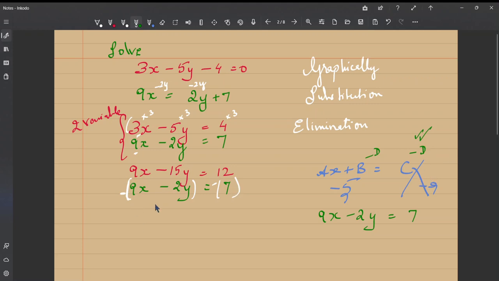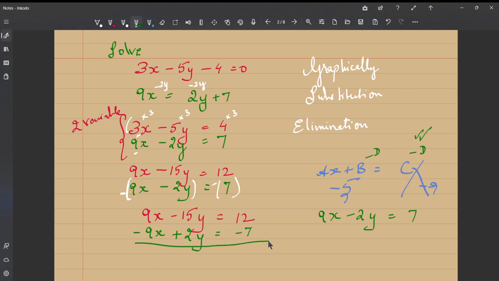So let's proceed now. What do we get? If I multiply 9x minus 2y by the minus sign, I'll rewrite once again. So the first equation is 9x minus 15y is equal to 12. The second one becomes, applying the distributive property, multiplying 9 by minus 1, you get minus 9x, minus into minus plus 2y is equal to minus 7.